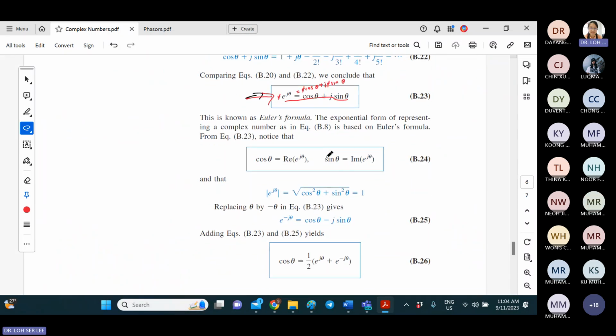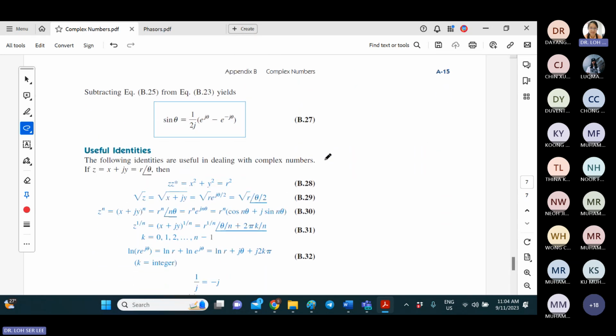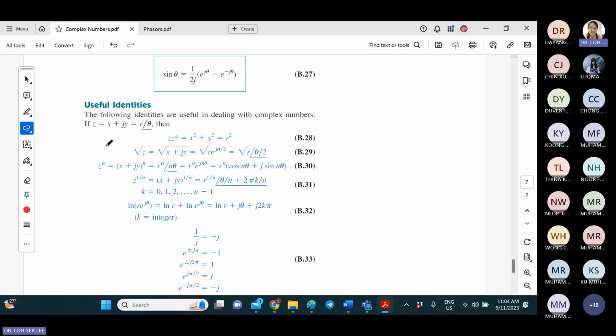Okay, I will go straight to the one that you need to use in the calculation. Normally we use this in the calculation. We look at this one, and also this one. So this square root, z to the power of square root is actually power of half. Okay, z to the power of half.